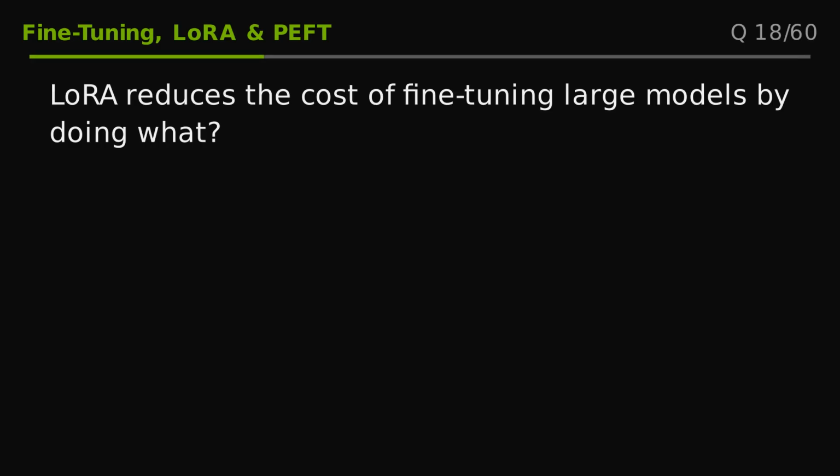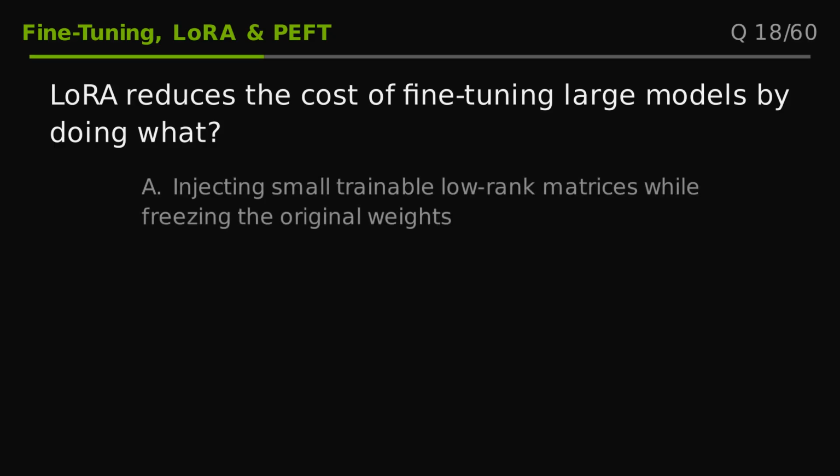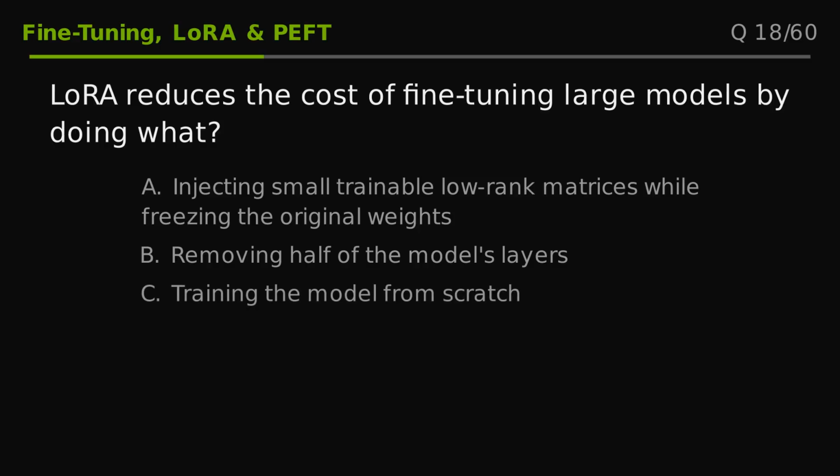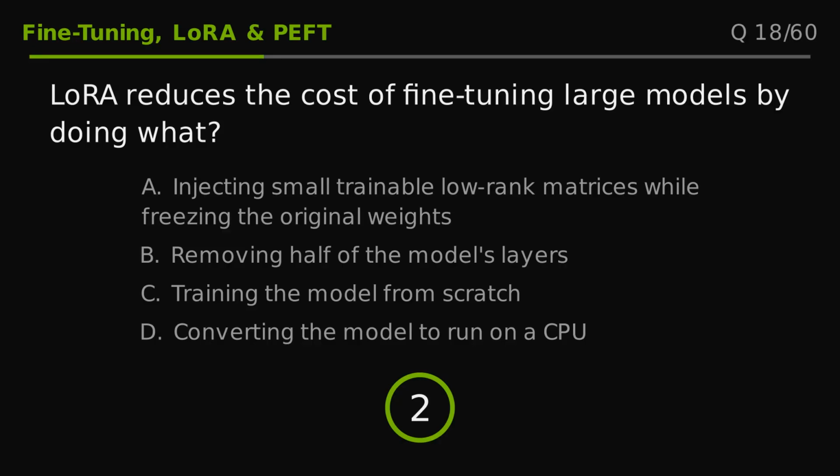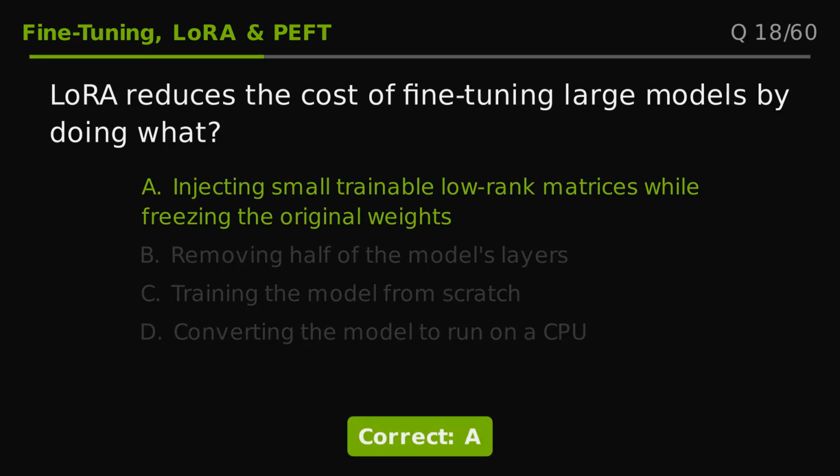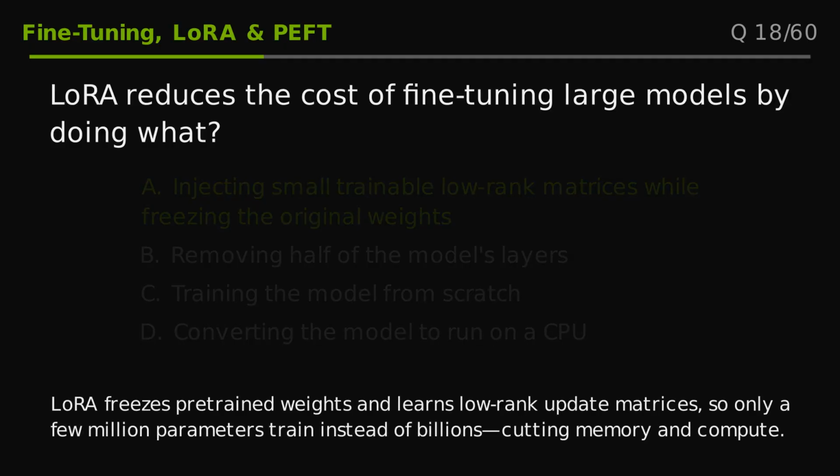Question 18. LoRA reduces the cost of fine-tuning large models by doing what? Option A: injecting small trainable low-rank matrices while freezing the original weights. Option B: removing half of the model's layers. Option C: training the model from scratch. Option D: converting the model to run on a CPU. The correct answer is A. LoRA freezes pre-trained weights and learns low-rank update matrices, so only a few million parameters train instead of billions, cutting memory and compute. Next section.